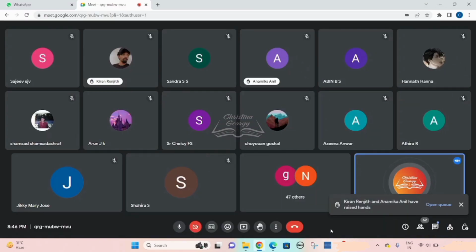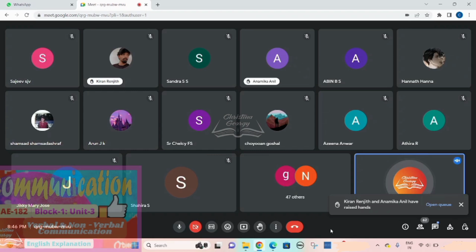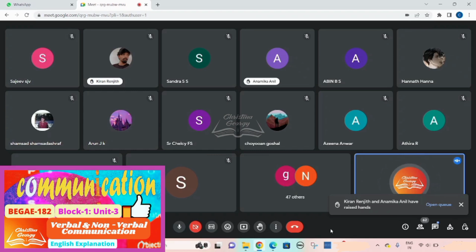Moving on to Unit 3. Unit 3 is titled Verbal and Non-Verbal Communication. Dear learners, please be aware that this is also a very important unit. Apart from Unit 1 of Block 1, you need to be thorough with Unit 3 of Block 1. I assure you that there will never be a question paper without a question from Unit 3 of Block 1. I am referring to your BEGAE-182 question paper.